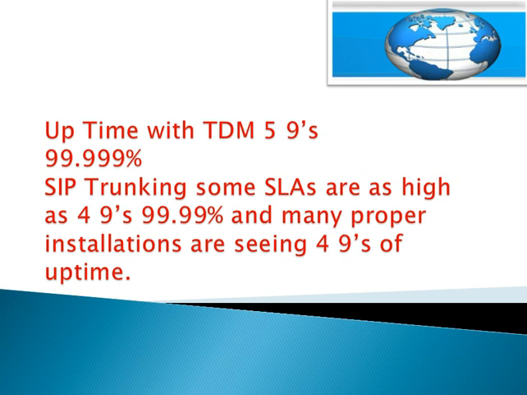Now the uptime with traditional telecom is what's known as 5 nines, but SIP is quickly catching up to legacy telecom circuits. And we're seeing SIP trunking carriers have SLAs as high as 4 nines of service, and many properly installed SIP solutions are seeing the same level of uptime.